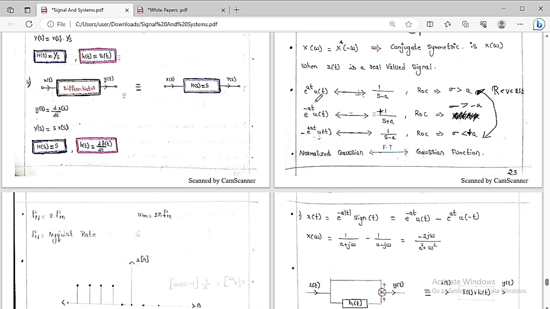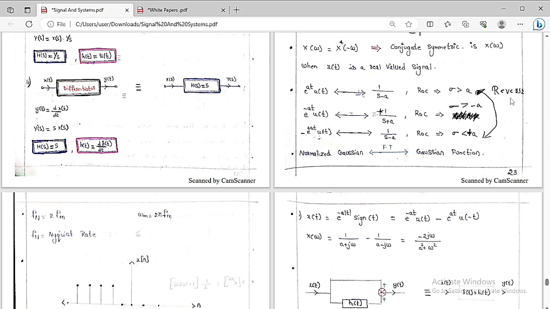So finally I can say e to the power of at times u of t has the Laplace transform 1 by s minus a with an ROC sigma greater than A. And e to the power of minus at times u of t has the Laplace transform 1 by s plus a with an ROC sigma greater than minus A. And minus e to the power of plus at times u of minus t has the Laplace transform 1 by s minus a with an ROC sigma less than plus A. So these two functions have the same Laplace transform, but the ROC is reversed: greater than A becomes lesser than plus A. This is what I have finally concluded.